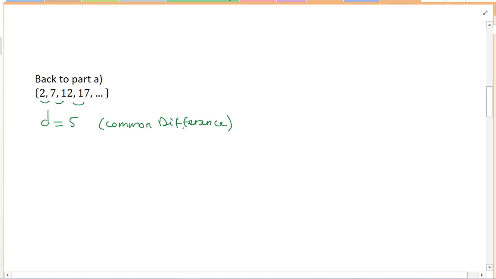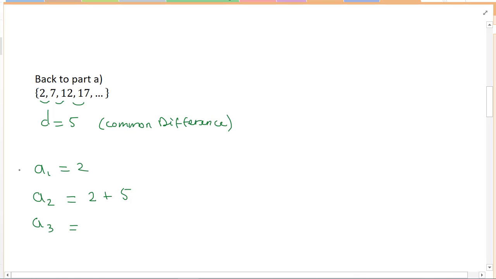And so looking at the first term, a sub 1 is 2. Now, when you have a common difference, that means that the next term, you're going to get it by adding that common difference. So it's going to be 2 plus 5. How am I going to get the next term? Well, I'm going to add 5 to the previous term.